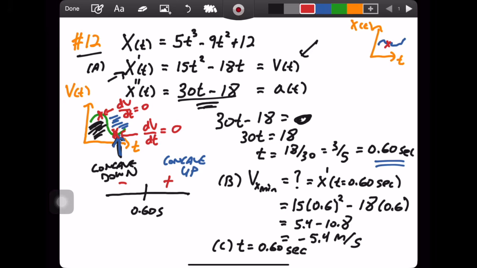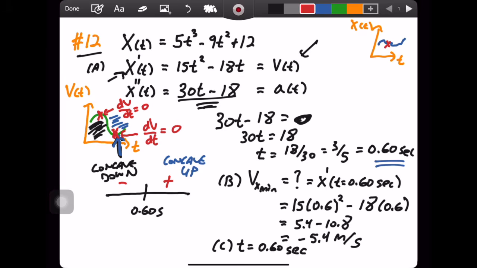And since we have an expression for velocity, that's x prime, we could just plug that 0.60 seconds into x prime as a function of time, which I showed you. I put the numbers in. I got negative 5.4 meters per second. And again, part C, we get that one for free because we had to figure out when the acceleration was 0 to solve part A. So once again, time equals 0.60 seconds.